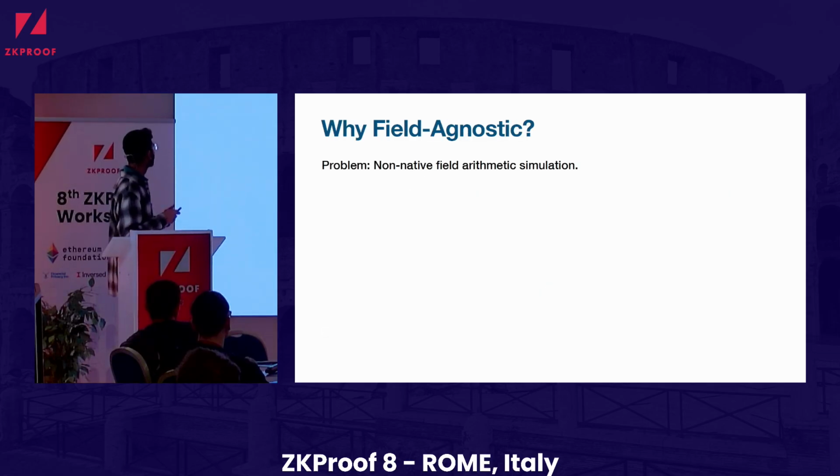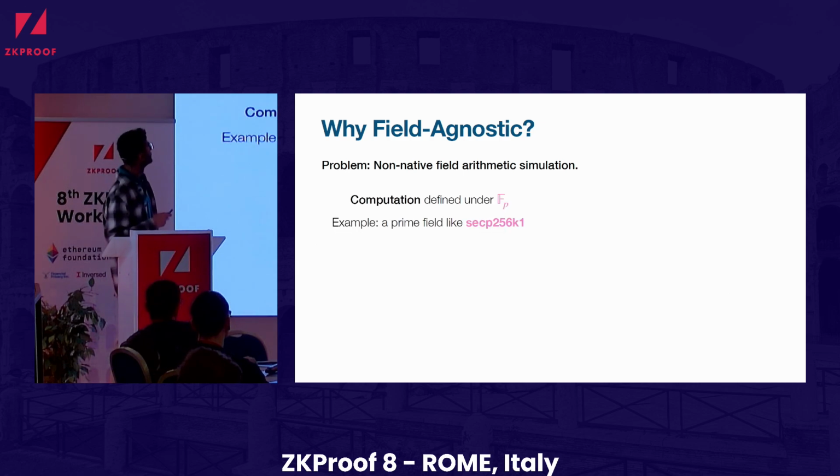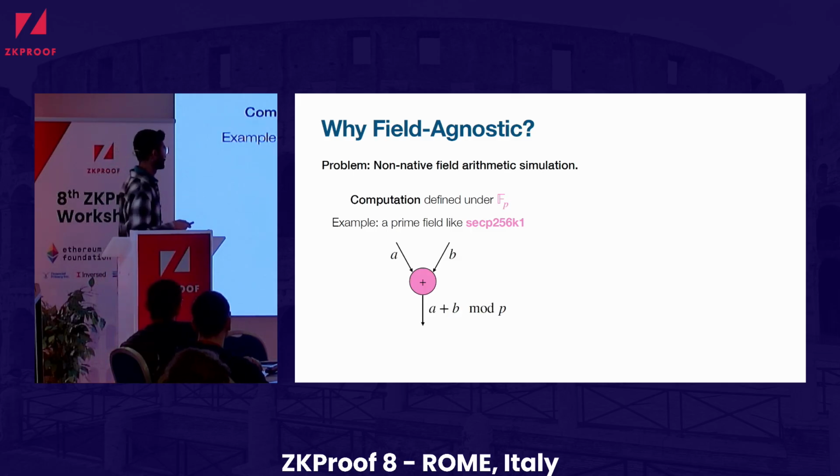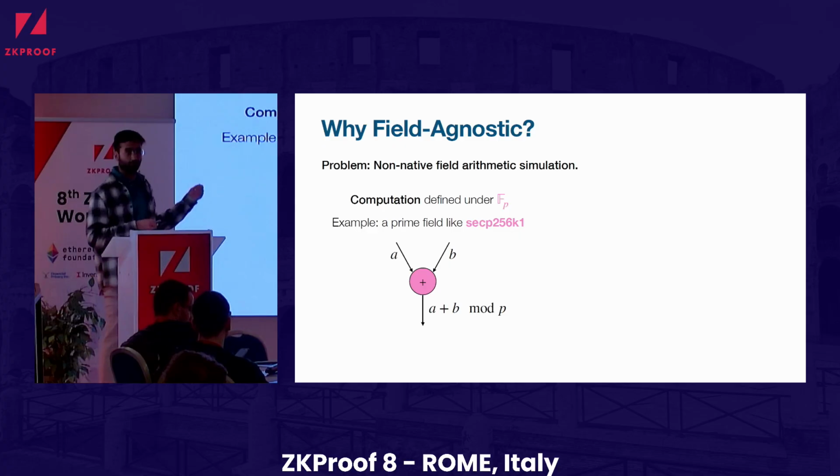Okay, so first of all, why do we care about field agnosticity? The main problem that we want to solve is non-native field arithmetic simulation. For example, if you have a computation defined over a field F_P, for example a prime field like secp256k1, and say you have one gate in your computation, which is just a simple addition gate, taking in two values A and B and outputting their sum modulo P.